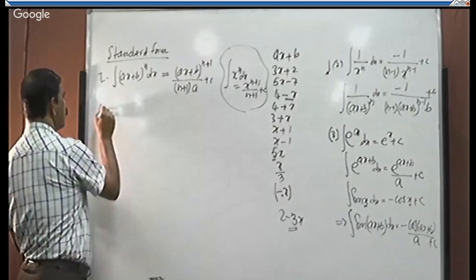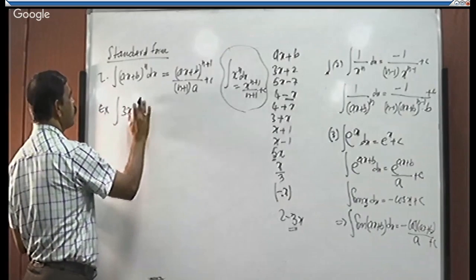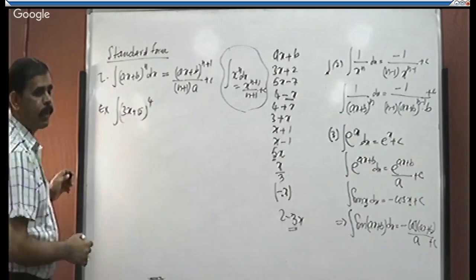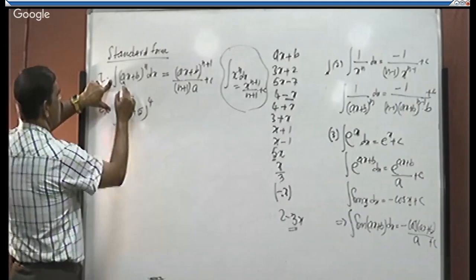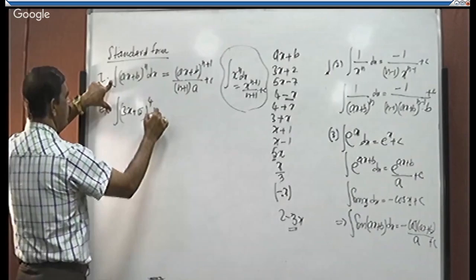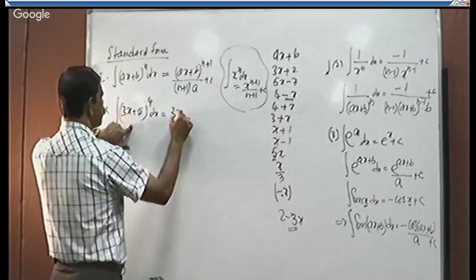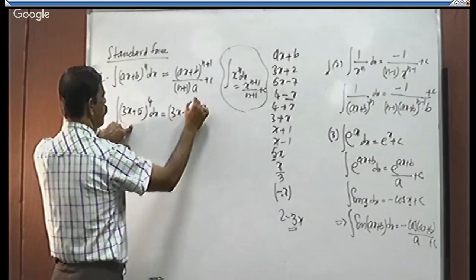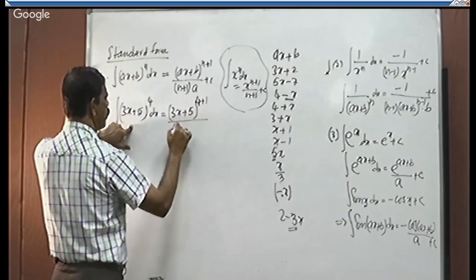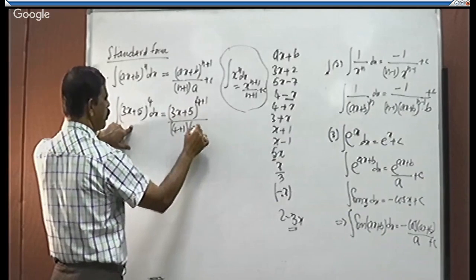Example: integration of (3x + 5) to the power of 4. Observe the form: a is 3, b is 5, and n is 4. The integral of (ax + b)^n is (3x + 5) to the power of n plus 1, divided by n plus 1, into the x coefficient. What is n? 4. So 4 plus 1, divided by 4 plus 1, into the x coefficient. What is the x coefficient? 3, plus c.